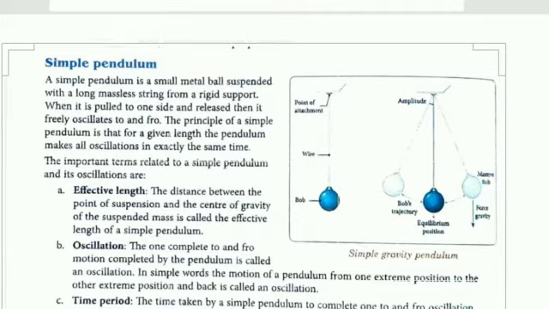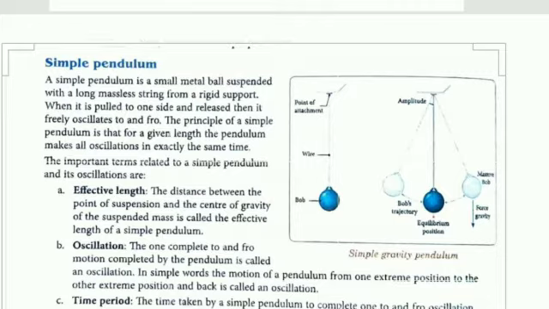When we pull one side, this metal ball is also called bob. This ball is pulled to one side and then released. It freely oscillates to and fro. To and fro means idhar udhar. The principle of the simple pendulum is that for a given length, a pendulum makes all oscillations in exactly the same time.